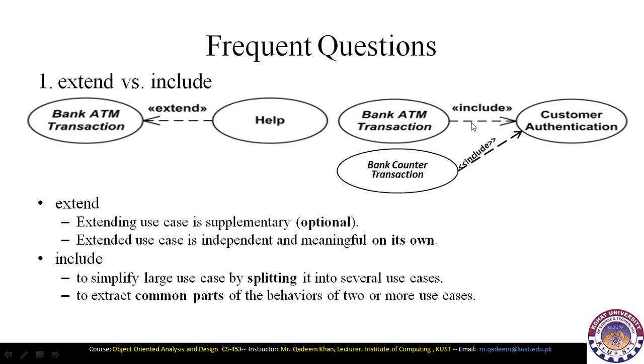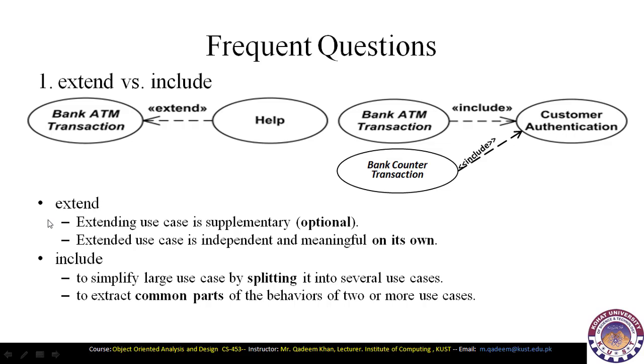This is the include relation. For example, this is the bank transaction use case, and this is the bank account transaction use case, and the bank counter transaction use case. This is customer authentication. So this is an include relationship. Include relation means that all these items are included in these two. That means the bank ATM transaction and bank counter transaction will include customer authentication.